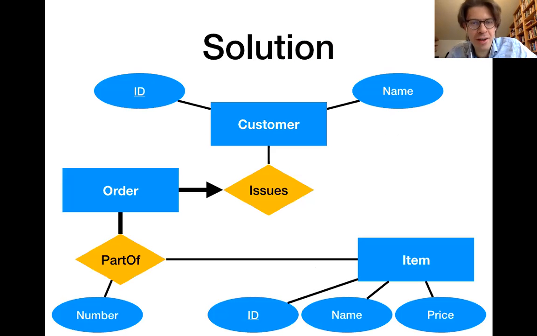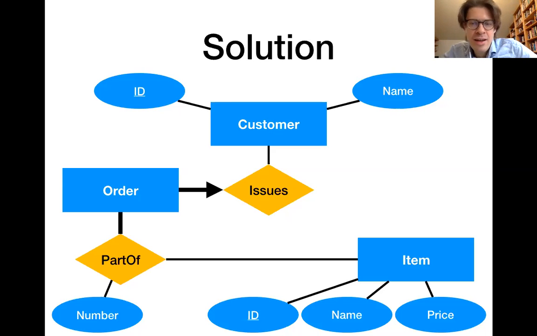Right, let's quickly have a look. Here we introduce an entity type for the customers with the associated attributes, which are ID and name. ID is marked as a key by underlining it. Then we have a connection between customers and orders, and we also have an association between orders and the items. Items have the attributes that are mentioned in the description.